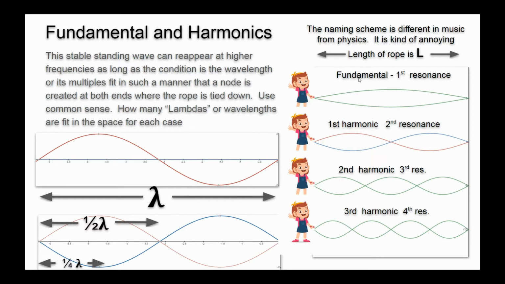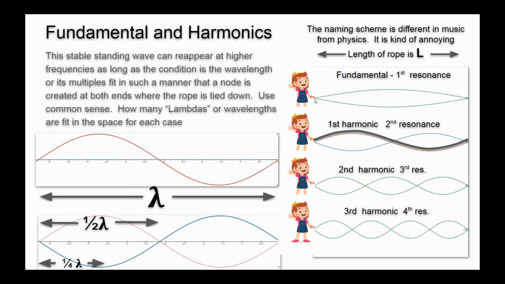There are two naming schemes for these resonant features. One of them is from music and one of them is from physics. In physics, we would call this the first, second, third, fourth resonance. In music, they will call it the fundamental, the first harmonic, the second harmonic, and the third harmonic. They may even call it overtones. But what you're looking at is multiples of a wave we can fit into this space on this condition.